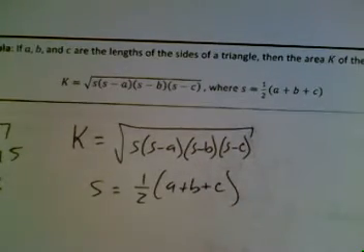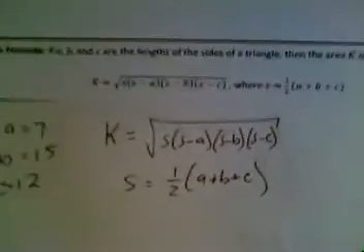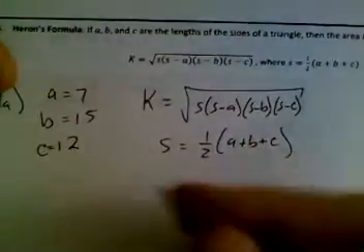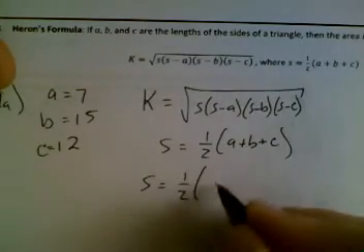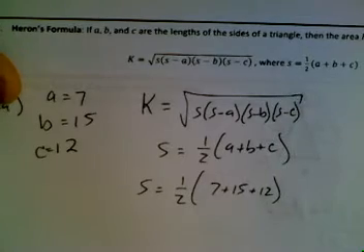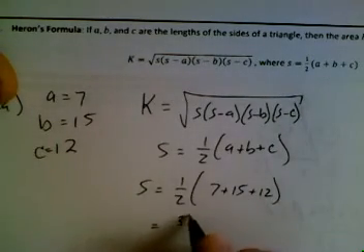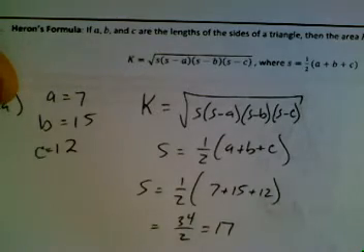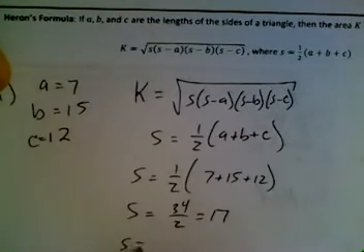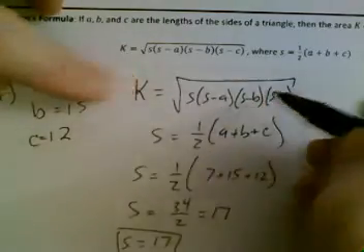So what I'm going to do is plug in A, B, and C. I know what these A, B, and C values are. I'm going to plug them in here. Let me zoom this out a little bit so you can see it all at once. So S is equal to 1/2 times 7 plus 15 plus 12. That's the same thing as this is 22, this is 34, so 34 divided by 2, which is 17. So that's my S value. S value is 17.